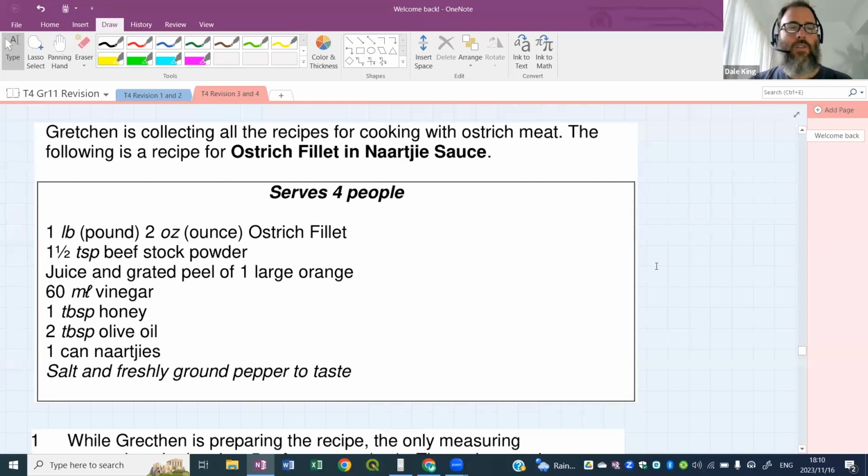And if you have a look at it straight away, you can see it's an ingredients list question. These often come up in exams, and it's part of the conversion section of measurement. So we have a recipe here for cooking ostrich. I don't know how many of you have had ostrich, but here's a recipe for ostrich fillet and nachi sauce. All right, so there's all the ingredients over there.